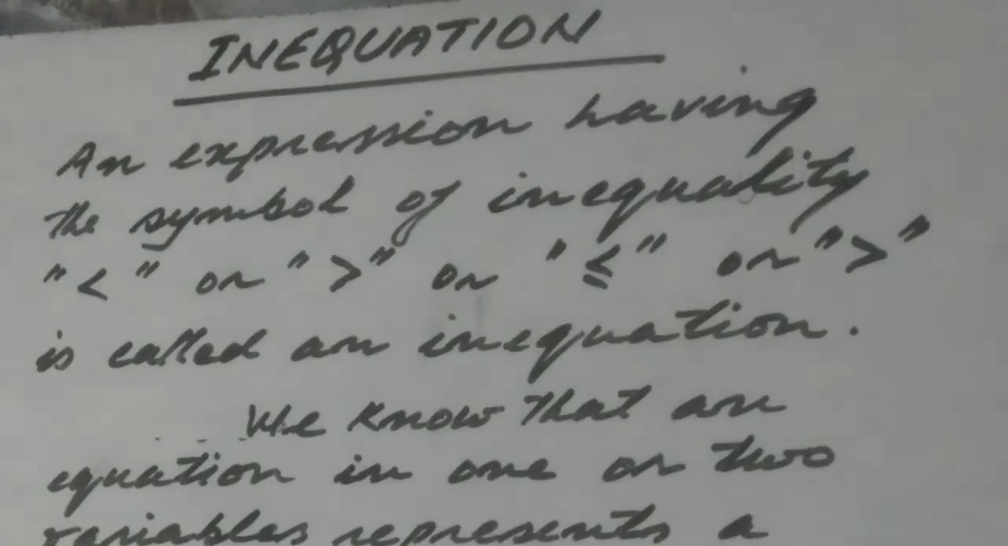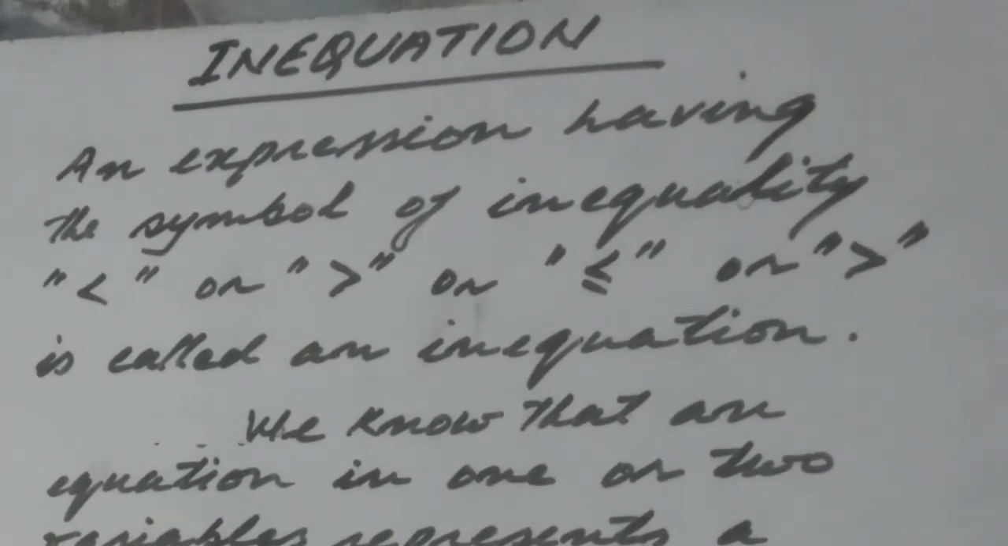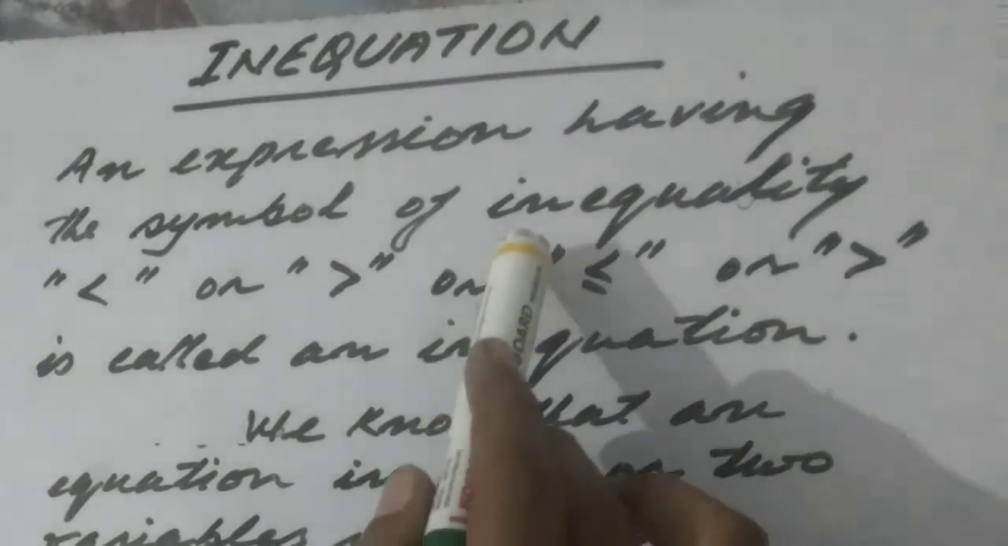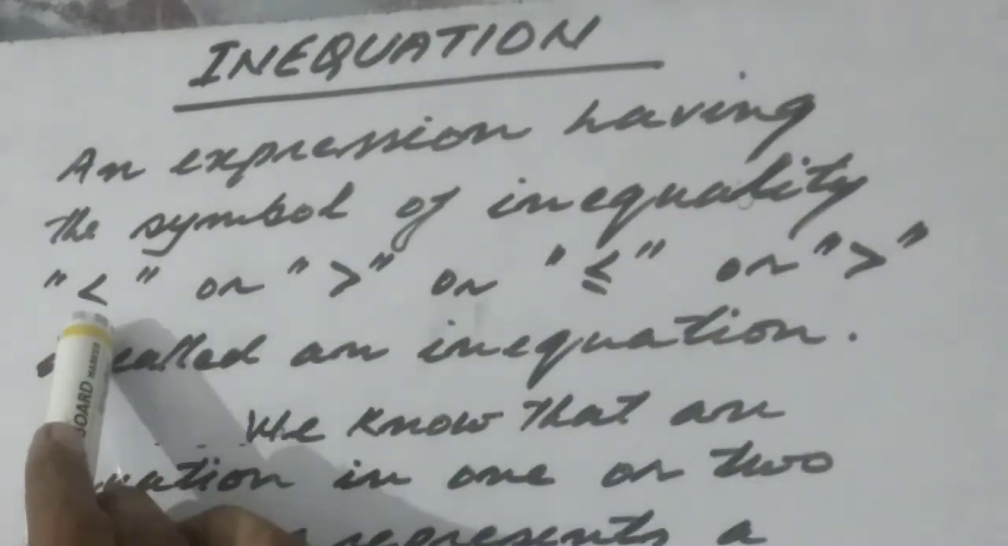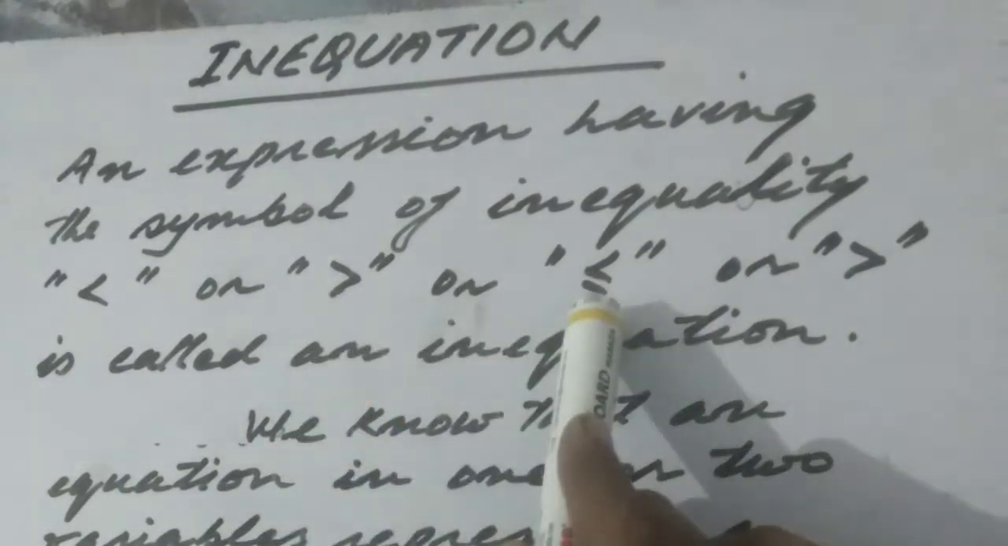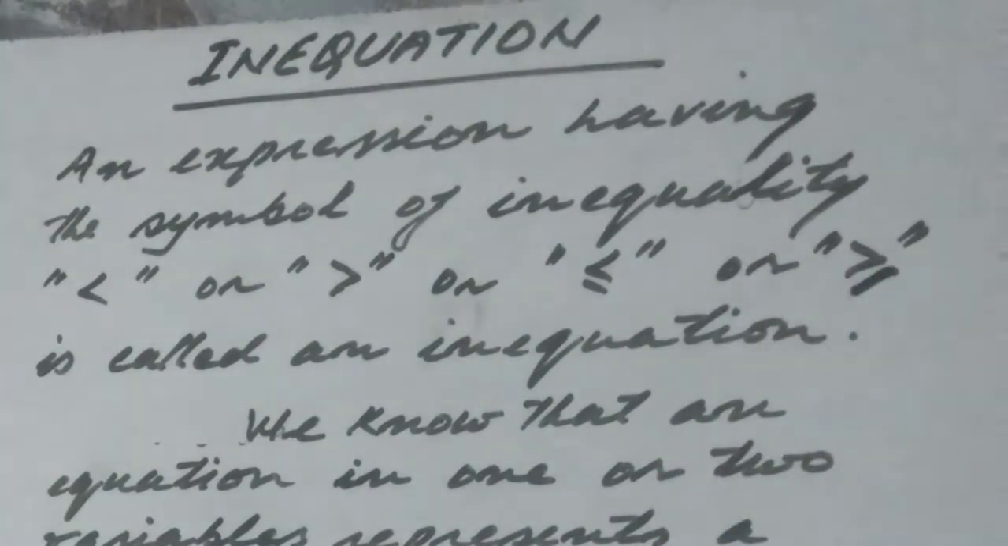Hello everybody. In this video I am going to discuss inequation. So let us define it first. An expression having the symbol of inequality, that is the symbol of less than or greater than or less than or equal to or greater than or equal to, is called an inequation. An expression having the symbol of inequality, less than, greater than, or less than or equal to or greater than or equal to, is called an inequation.